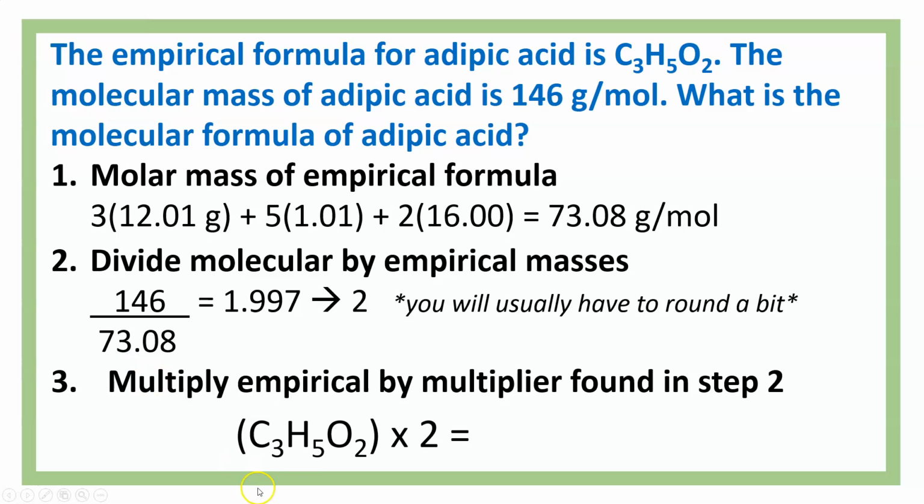So I take my empirical formula and I'm going to double it because the mass was double what the empirical mass was. If it was triple, then down here I'd be multiplying by 3. If it was 5 times bigger, I would multiply down here by 5. So we're trying to see how much bigger is our molecular formula. If you get a 1 on step 2, if you have the same molecular and empirical mass, then you're done. It means that there's no multiplier, right? It means that the empirical is the same as the molecular formula.